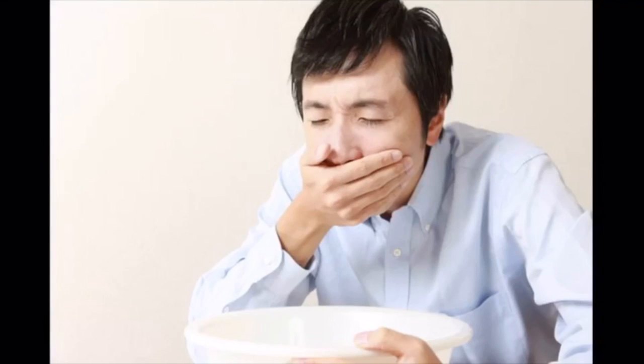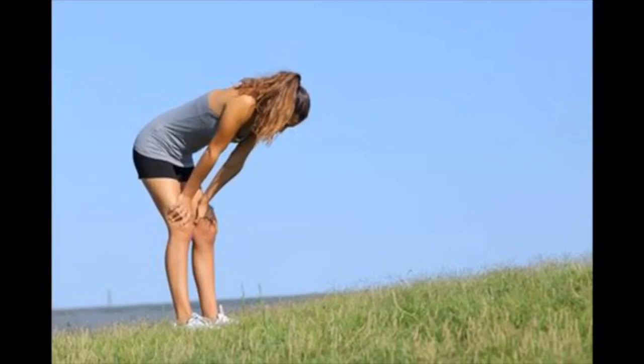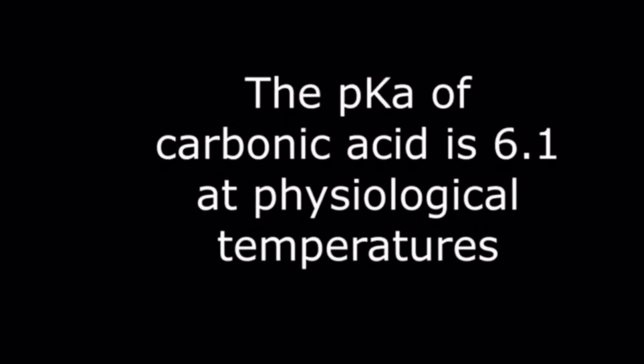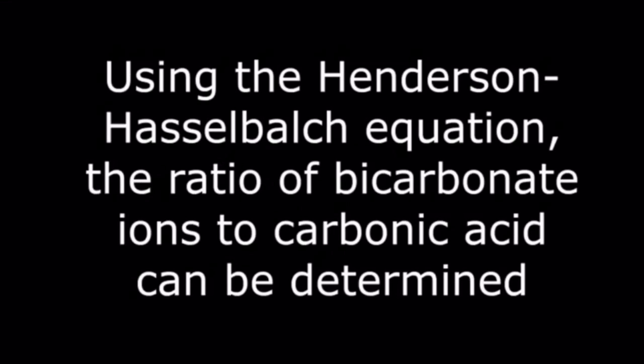Symptoms of metabolic acidosis include nausea and vomiting, shortness of breath leading to one breathing deeper and faster than normal, and chronic migraines or long-lasting headaches. The average and healthy pH for blood is slightly alkaline at 7.4 on the pH scale. The pKa of carbonic acid is only 6.1 at physiological temperatures.